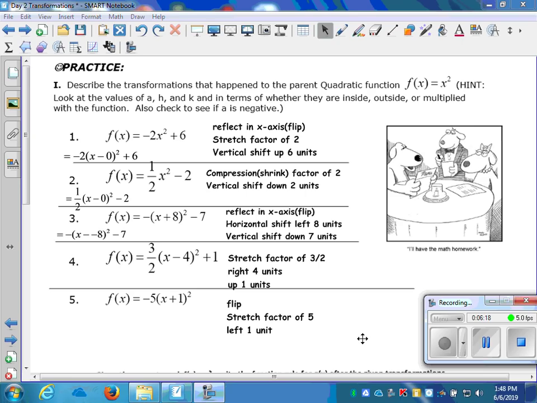Go ahead and check your answers for 2 through 5. The one thing I do want to make you notice in number 3 is this x plus 8. If I rewrite it with the minus that's in the formula, that's really x minus negative 8, and that kind of clarifies which direction that function is moving when you move the parent function.